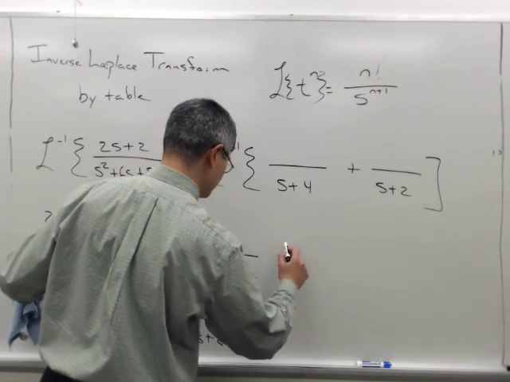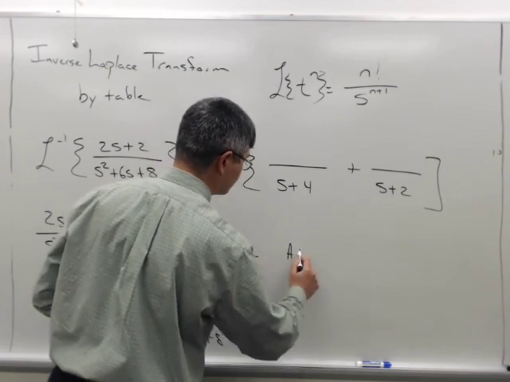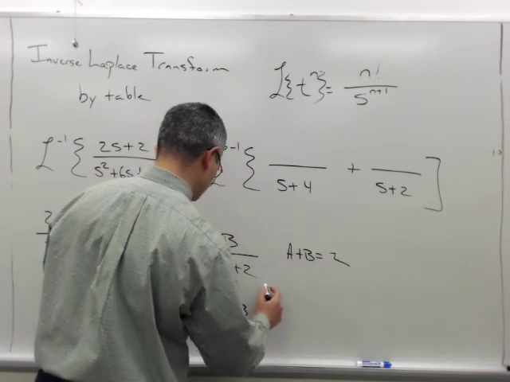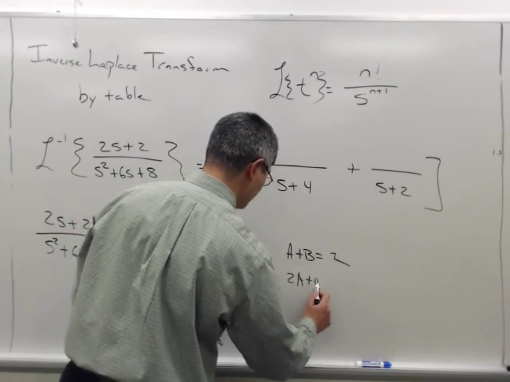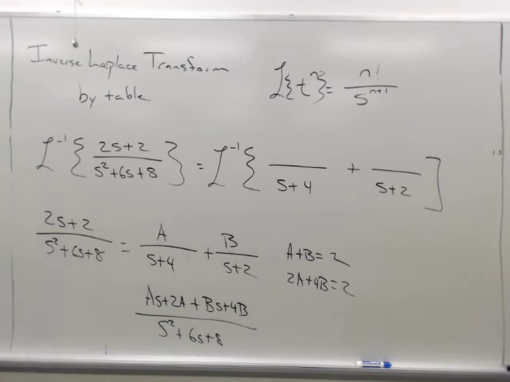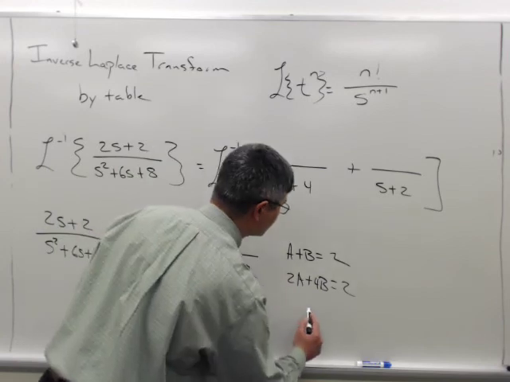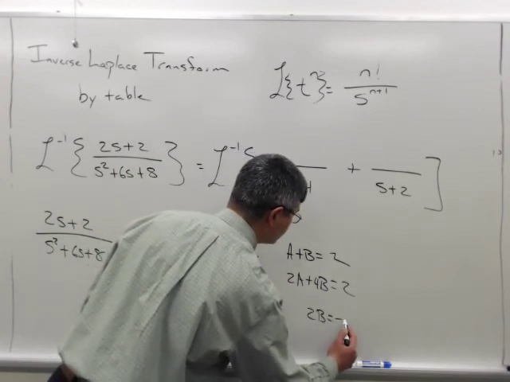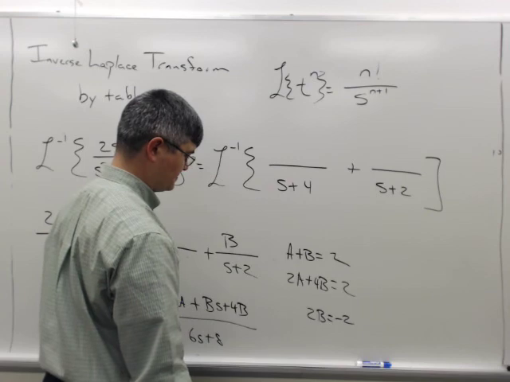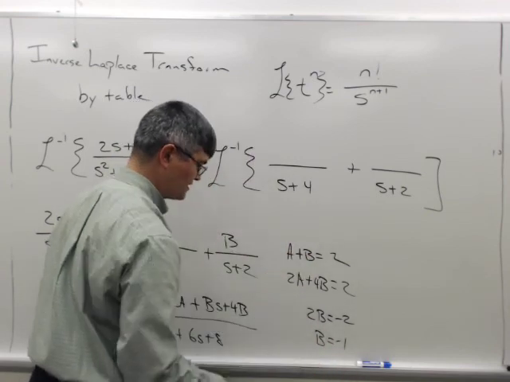This thing has to equal that. So what does that mean? That means that a plus b is equal to 2, 2a plus 4b is equal to 2. And you would just solve this. I'd subtract 2 of these from that. I get that 2b is equal to minus 2. So b is equal to minus 1, and that means that a must equal 3.